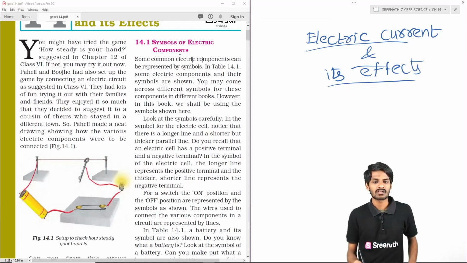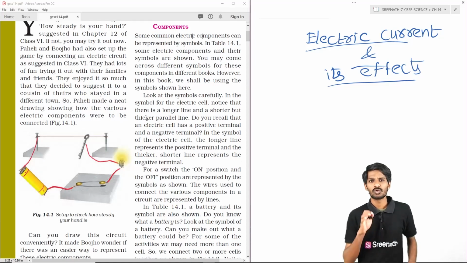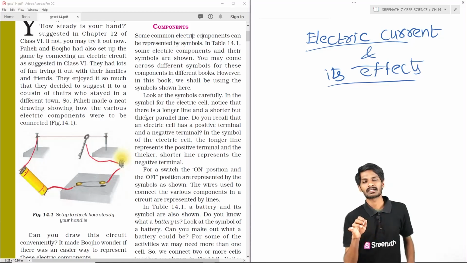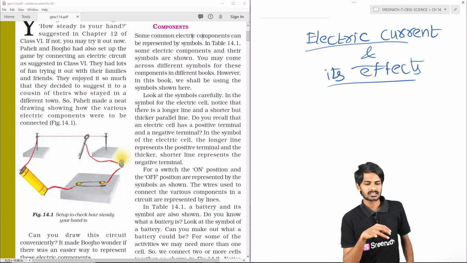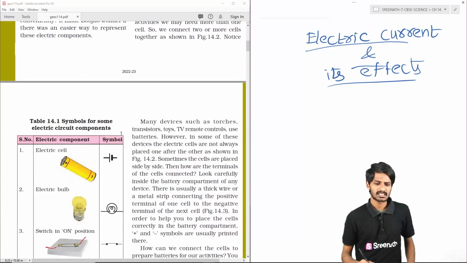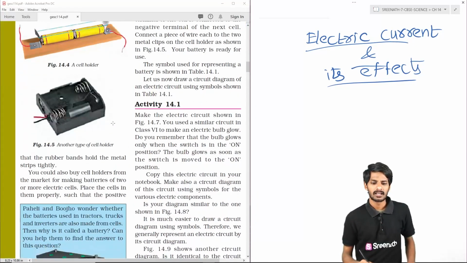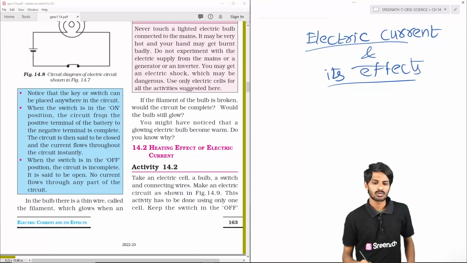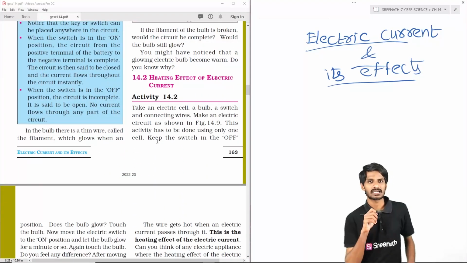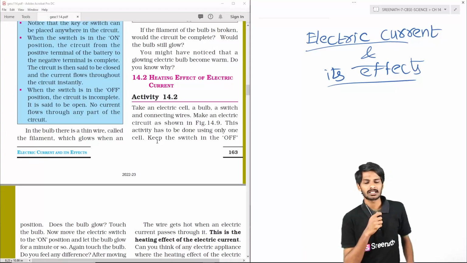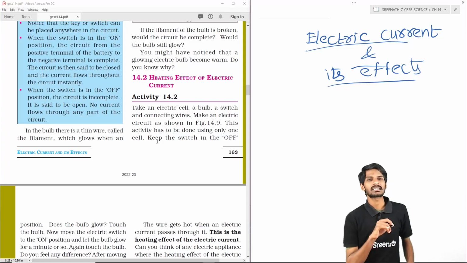The first thing is symbols of electric components. We know in an electric circuit there are some electric components, and they have some symbols. Here we are going to know the symbols for those components. Next, after completing that topic, we are going to discuss the heating effect of electric current. Because of electric current, we get some heat. Based on the heating effect, many appliances work: electric kettle, electric heater, and many more.